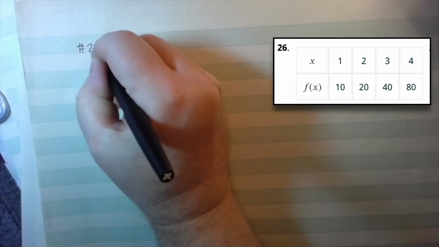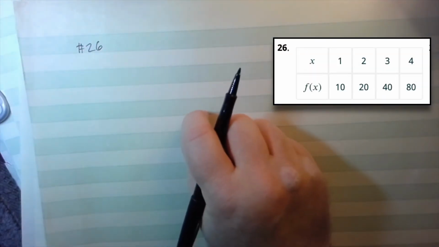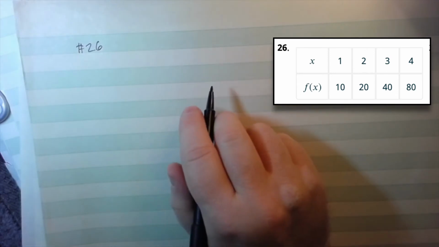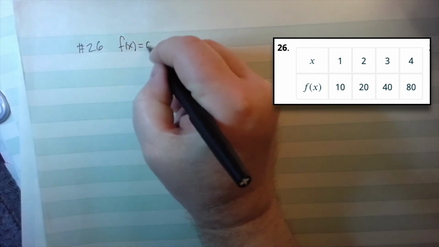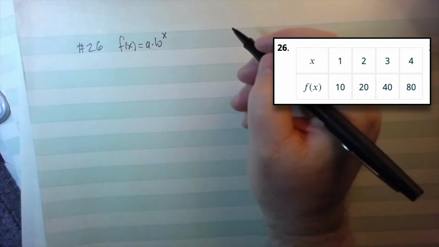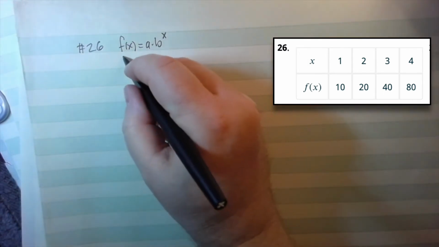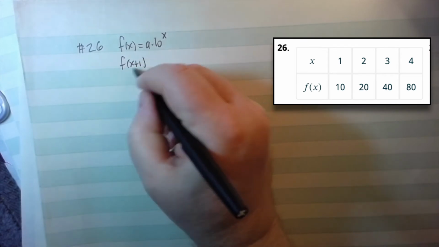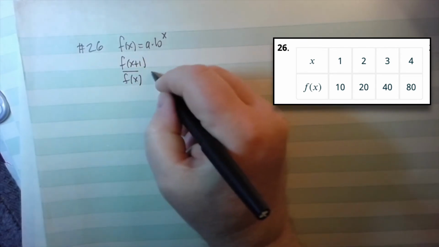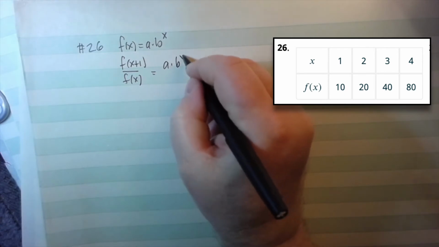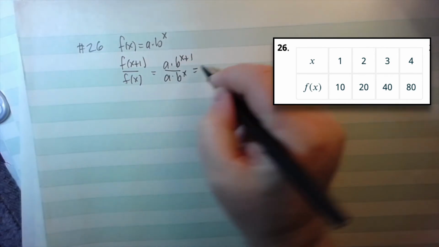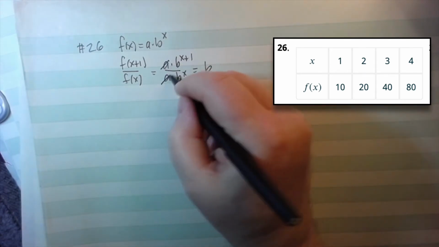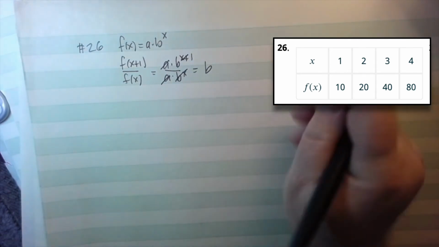All right, so let's look at number 26. We're supposed to find an exponential function that passes through all this data. What they're really getting at here is that when you have some sort of exponential function, if you take two values that are 1 unit apart and divide them, you get just b. The a's divide out, the b divides in, leaving just b.